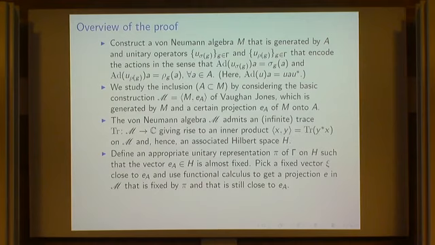By some trickery, you can make it so that this vector, which is just somewhere in H, sort of an abstract thing, is actually inside the basic construction, inside the von Neumann algebra. So we can use functional calculus to replace it by a projection. So we get a projection that's fixed by the representation, and that is still close to this EA gadget.